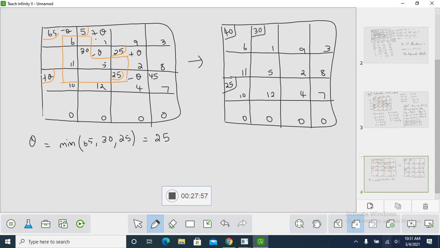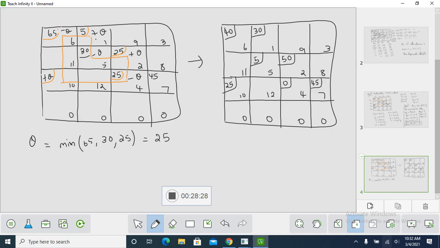Now, what I have added, I have to subtract from this 30 in this location. So 30 minus 25, I will have 5. Then, what I have subtracted, I should add here: 25 plus 25, the value becomes 50. What I have added, I should subtract here, so the value becomes 0, and this 45 remains as such, undisturbed.